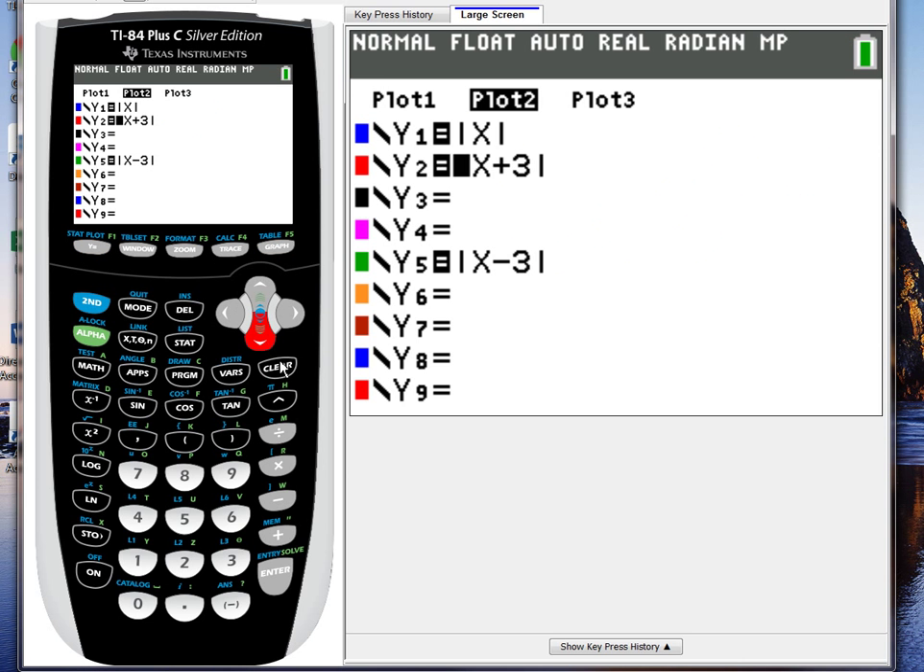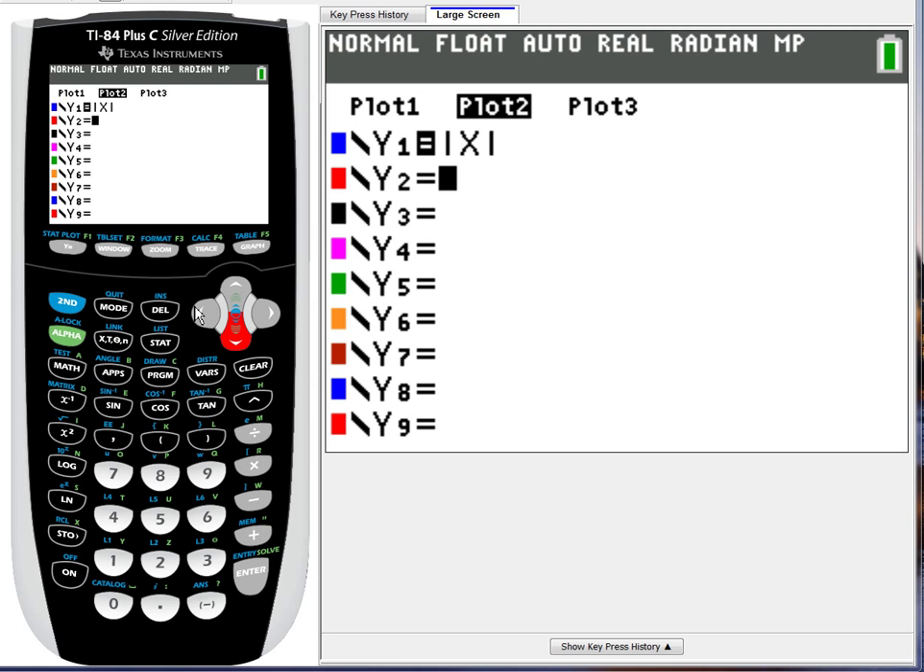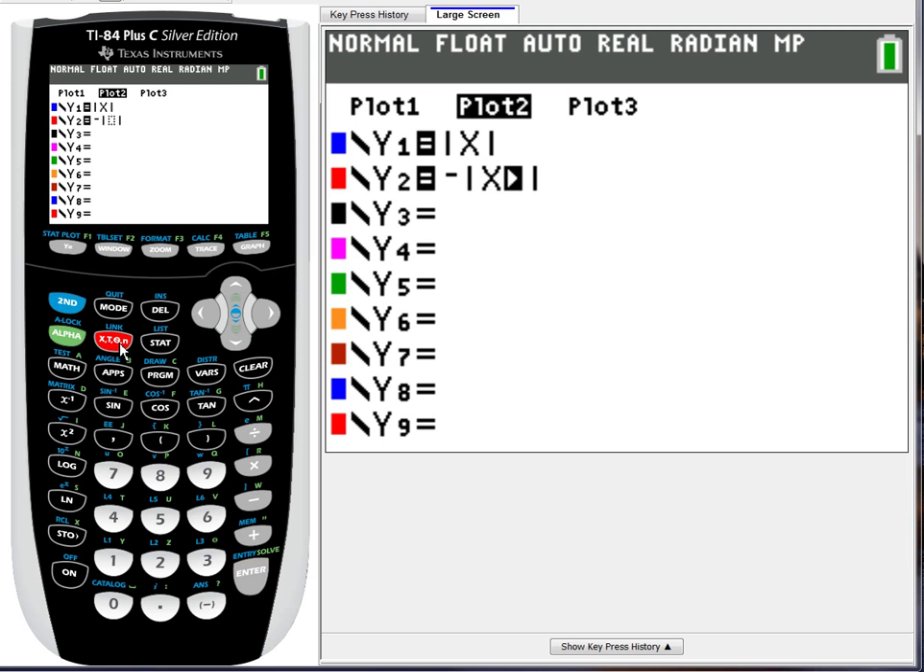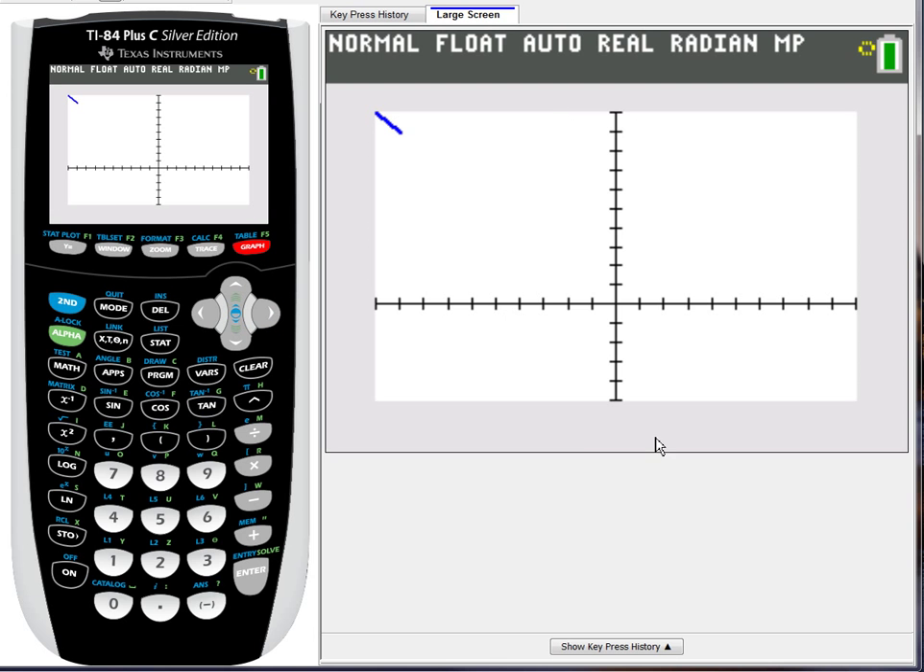Let's go back and clear the other functions out. Okay, my parent function is still in blue. That's our absolute value of x. And in red, we're going to put the negative on the outside. Make sure to use negative instead of subtraction. We're going to do negative absolute value of x. Remember, our parent function is in blue. Our new function will show up in red.